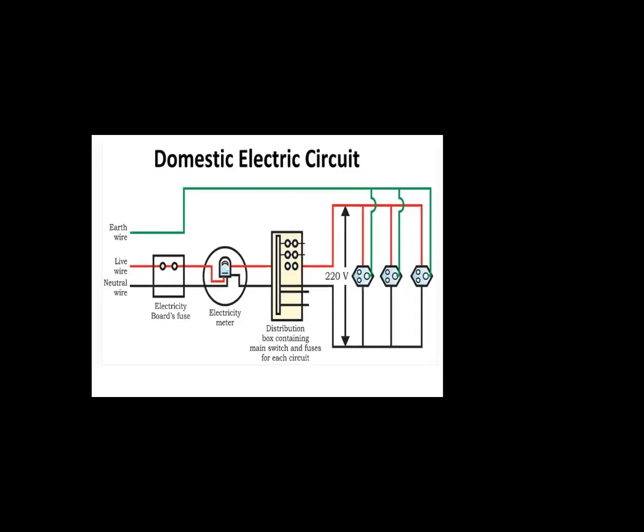Can you see here? Live wire is red and neutral wire is black. The first fuse you can see is the electricity board's fuse, not at our home. Then the electricity meter, and then the distribution box containing the main switch and fuses for each circuit. This is our home circuit, and there you have a separate fuse at home. What is a fuse? We have already discussed it in the first lesson, right?